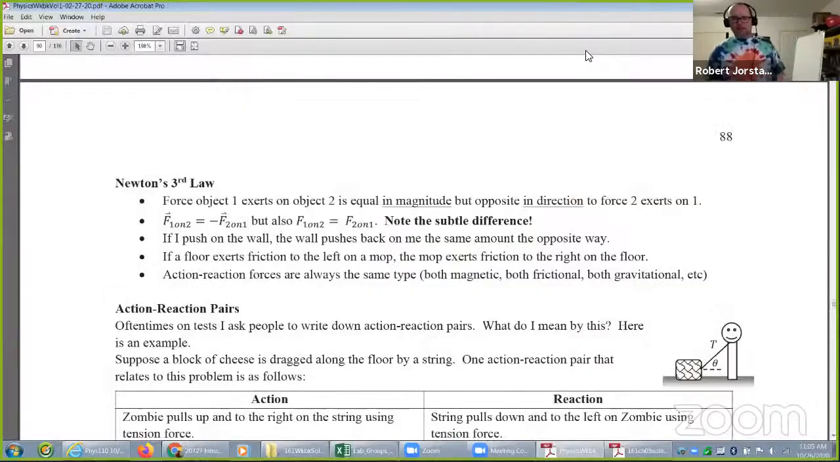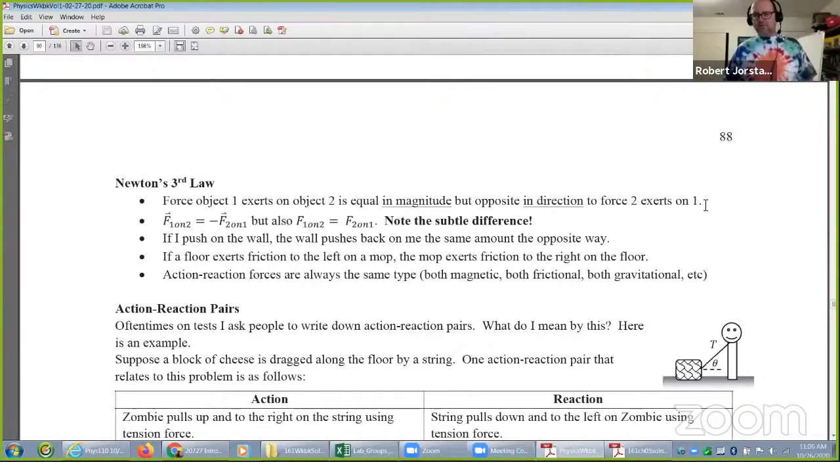Okay, so today we're going to talk about Newton's third law, and I'll start with the screen share of the workbook here. And again, that's on page 88. So I've alluded to this maybe a little bit before. However, this is probably the most commonly screwed up of the three Newton's laws. Students have a difficult time with this.